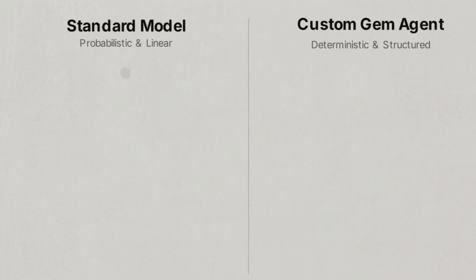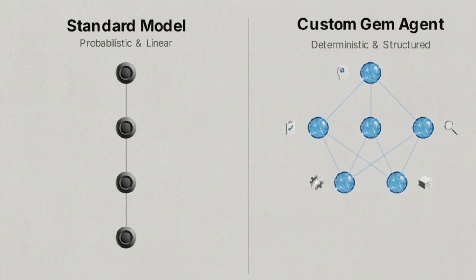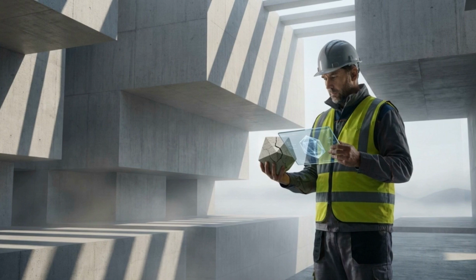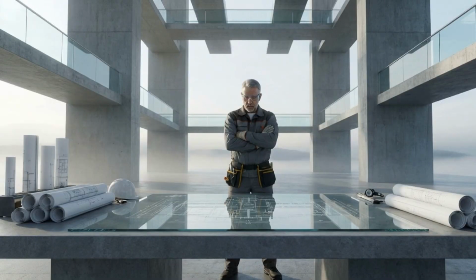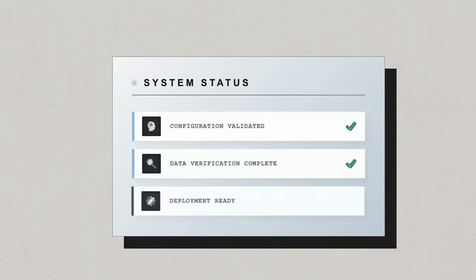Looking at this diagram, we see a standard Gemini model's response on the left, relying on shallow, linear nodes. On the right, the custom gem generates a deep, structured, and interconnected output for the exact same prompt. Because the AI lacks real-world physical experience, it cannot verify its own work. Your professional judgment remains the ultimate non-negotiable failsafe. Your custom gem is now fully configured, verified against the data, and ready for deployment.